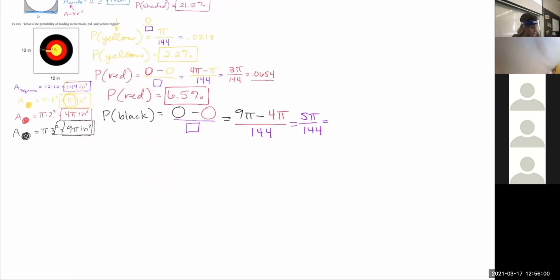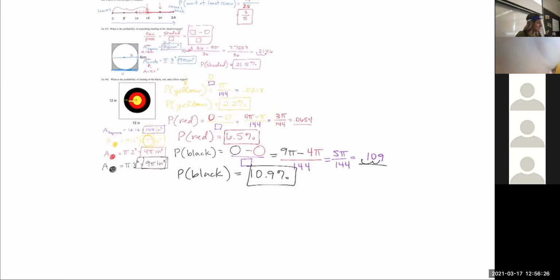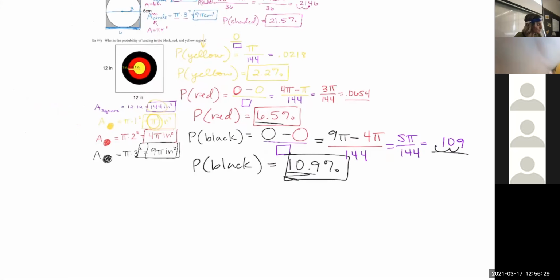And you get 0.109. So the probability that we hit the black area is about a 10.9% chance, right? We take that 0.109, we move it 2 decimal places to the right to turn it into a percent. So really, if you think about this, this is how you can really tell that my picture is not drawn to scale. 10.9% and 6.5% and 2.2%, that works out to like 19%. That means this whole circle here is 19% of the whole square. It's not drawn well, but you get the idea.